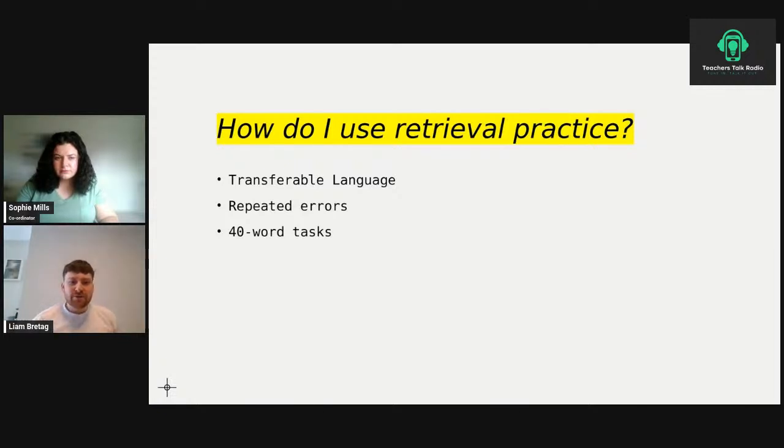Retrieval practice. So obviously we've got a set of transferable language as well. There's 15 key phrases that we use, and there's past, present, future in there. There's opinion phrases. There's different examples of time phrases and things, and that just allows students to get to where they need to be in the writing exam. Repeated errors, obviously, when you've got something specific that students are always getting wrong, I would get that into the retrieval practice, which is always ready on the slide.